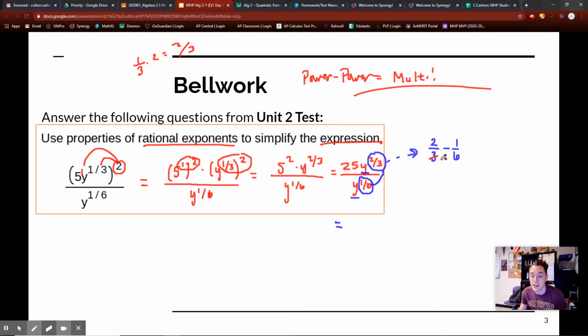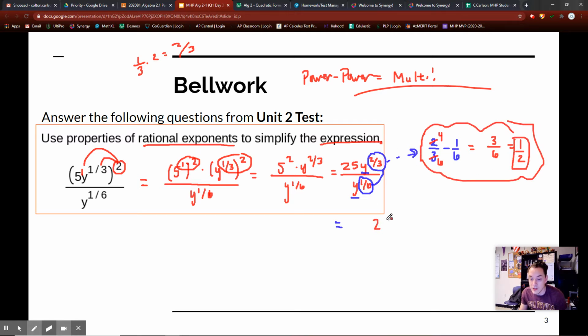How do I get 3 to 6? Well, times 2 gives me 6. What I do to the denominator, I do to the top. Times 2 gives me 4. So this means 4 minus 1 is 3 all over 6, which is 1/2. So this right here is not my answer, but it is my new exponent.